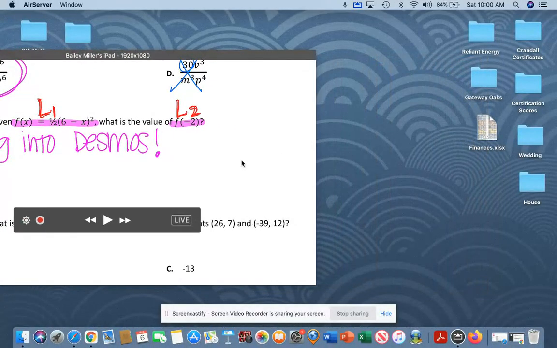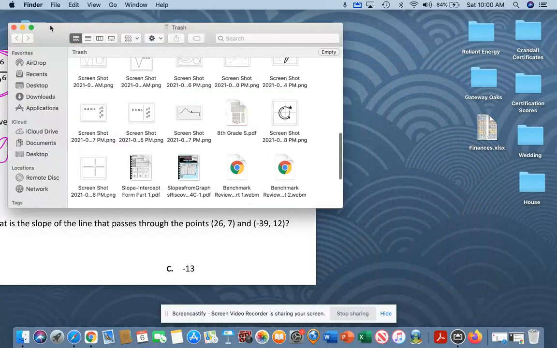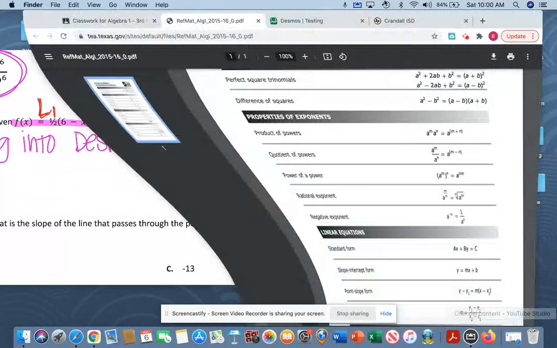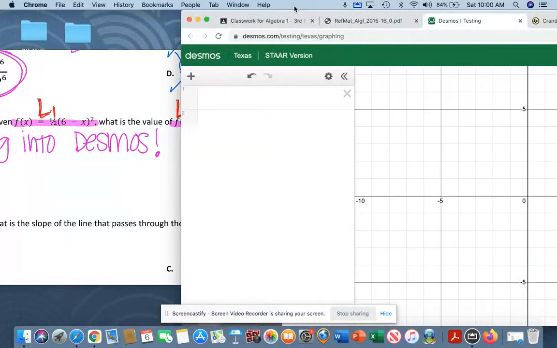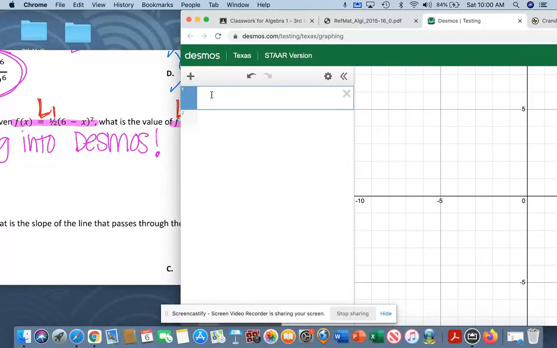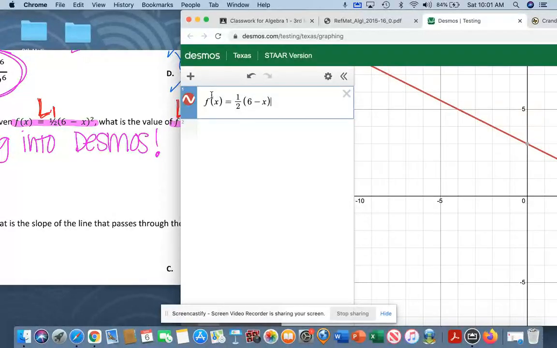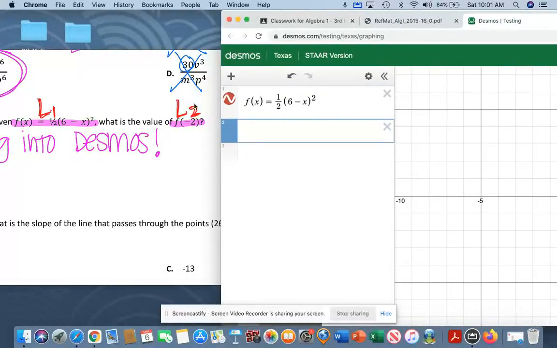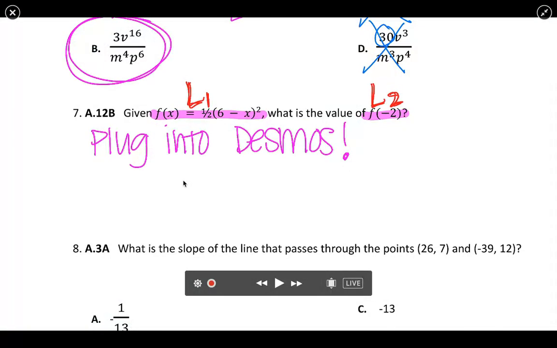So I'm going to go to Desmos real quick. Not the trash can. Desmos. And in Desmos, line 1, I'm typing in literally everything. F parentheses X parentheses equals 1 divided by 2, arrow over parentheses 6 minus X, and that's all to the power of 2. In line 2, I'm plugging in F of -2, F parentheses -2, and I get 32. That's my answer.